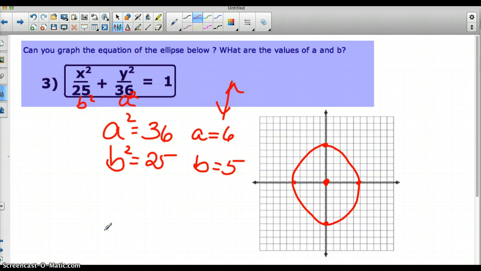Okay, so that's basically the very basics of an ellipse. That's having the equation and being able to graph it, knowing which way it's going to go, and also being able to write the equation of an ellipse with a center at 0, 0.